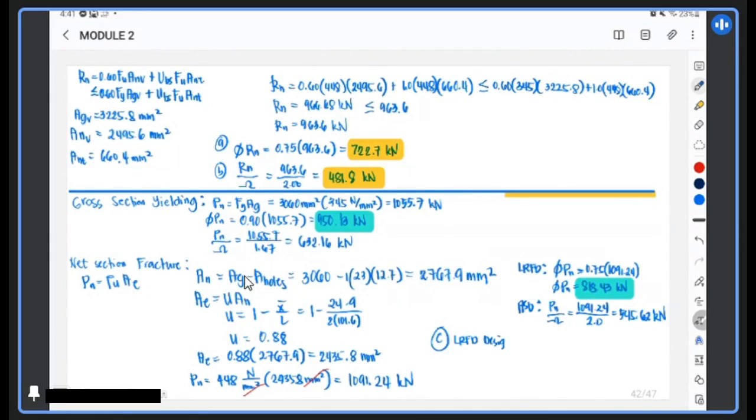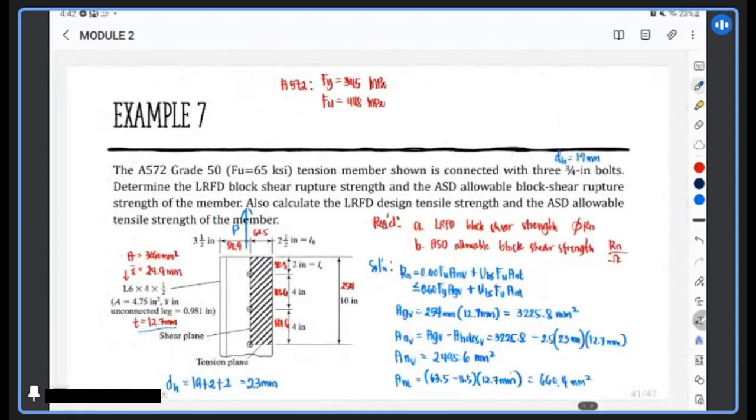LRFD design tensile strength, Pn is equal to 481.8. Guys, are you with me? Yes, sir. That's the answer. Now for ASD design tensile strength or allowable design tensile strength.